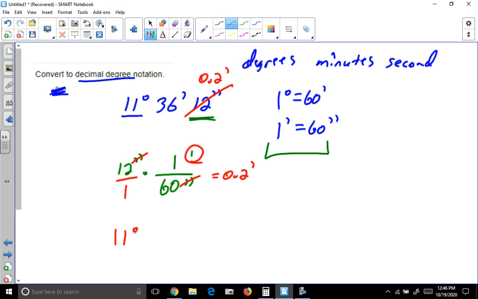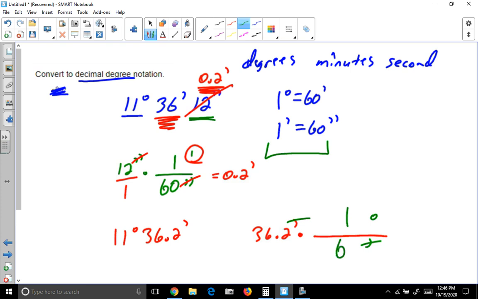So that means we currently have 11 degrees, 36 minutes, and 0.2 minutes. Well, 36 and 0.2 would be 36.2 minutes. So we want to take the 36.2 minutes and convert that into degrees. So if we have minutes on top, we would put that same unit on bottom so that our units cancel, and we're converting to degrees.